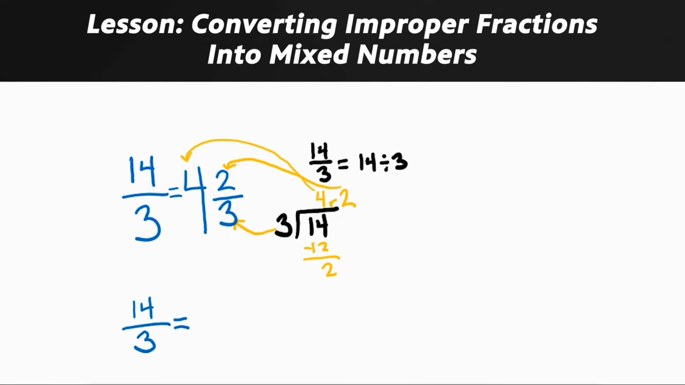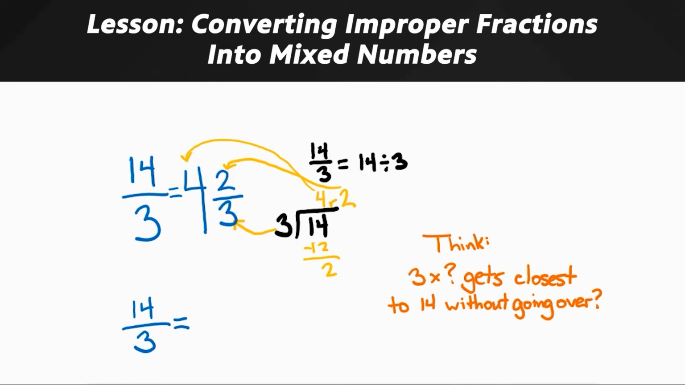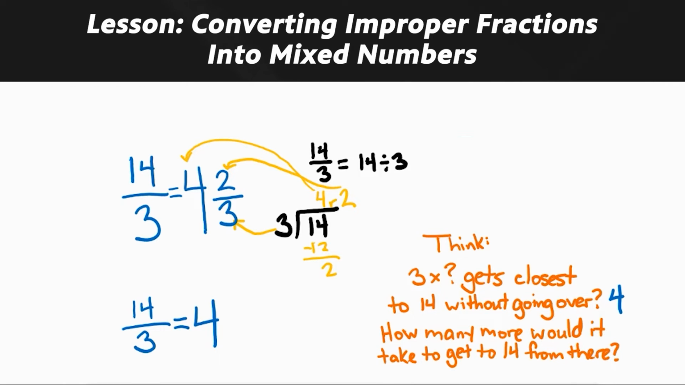You can also do it in your head. 3 times what gets closest to 14 without going over? 4. How many more would it take to count up to 14 from there? 2. And the denominator stays the same. That's how you convert from an improper fraction to a mixed number.